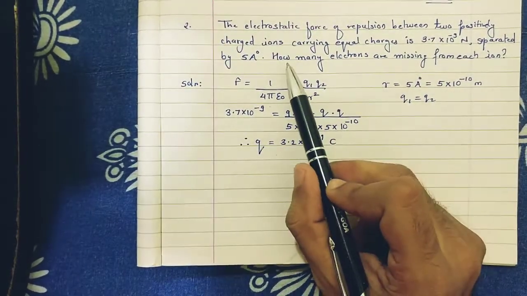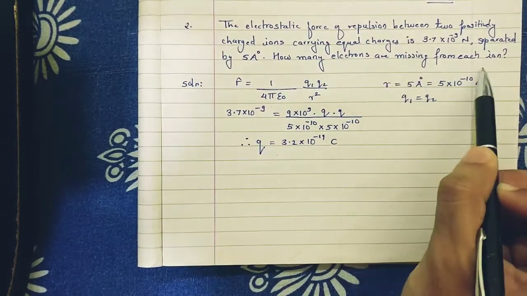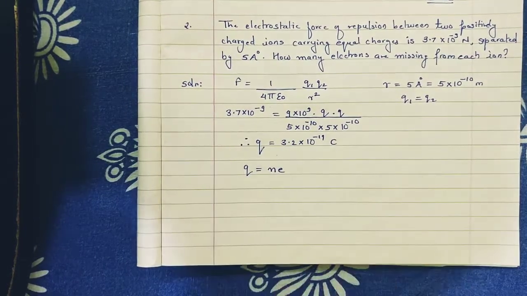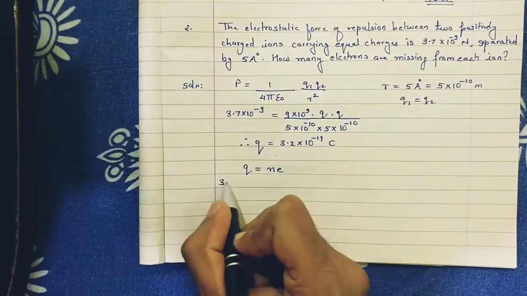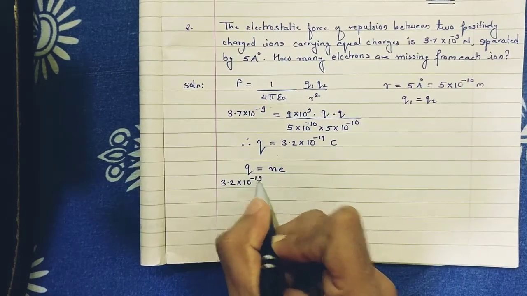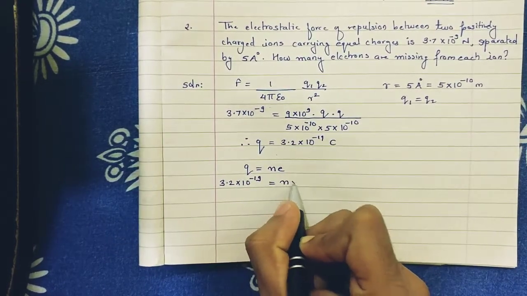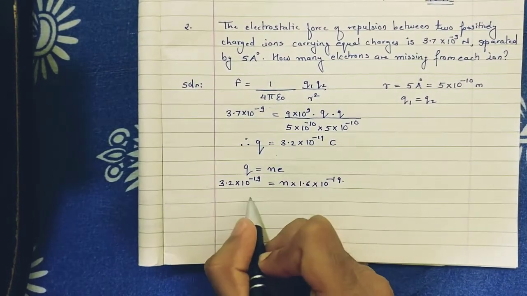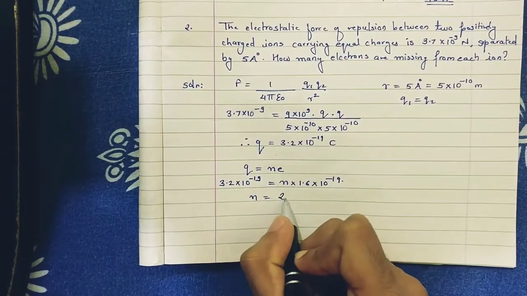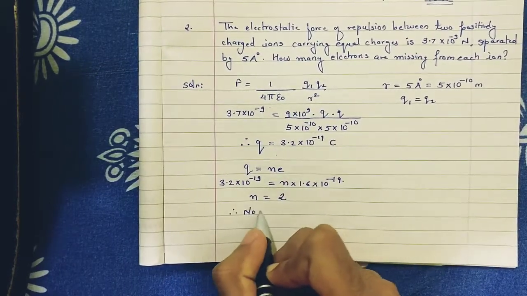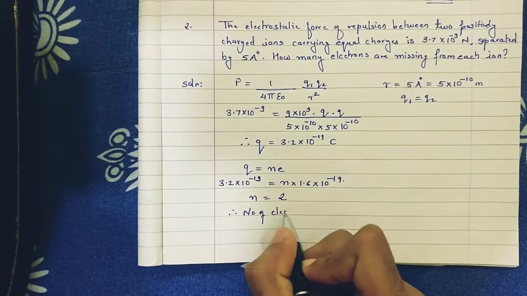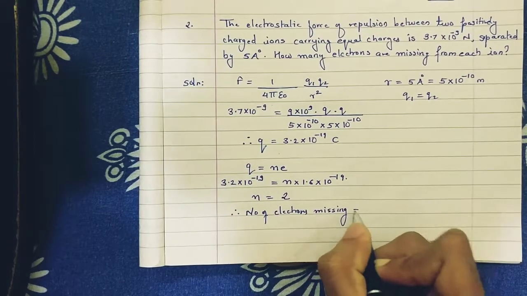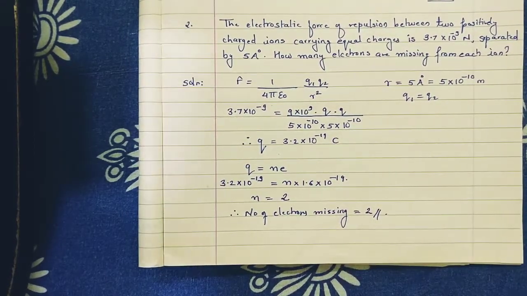Now we need to find how many electrons are missing from each ion. The formula is Q is equal to Ne. We know the charge, so 3.2 into 10 raised to minus 19 is equal to N times 1.6 into 10 raised to minus 19. If you divide, N will definitely turn out to be 2. Therefore, the number of electrons missing will be equal to 2. That's it, this is your final answer.